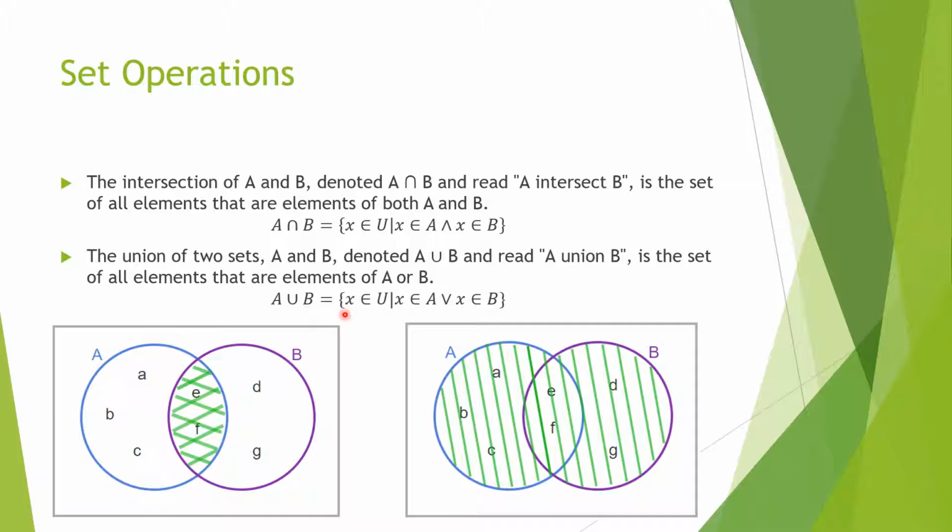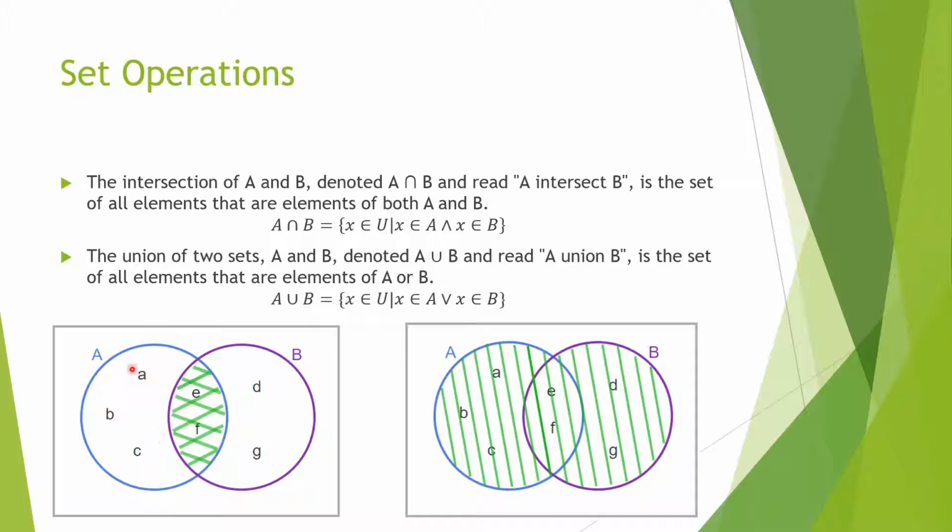It's a set builder notation: all the elements X in the universal set such that X is in A or X is in B. This OR is an inclusive OR. It's a disjunction. So let's summarize these two operations by looking at two Venn diagrams.